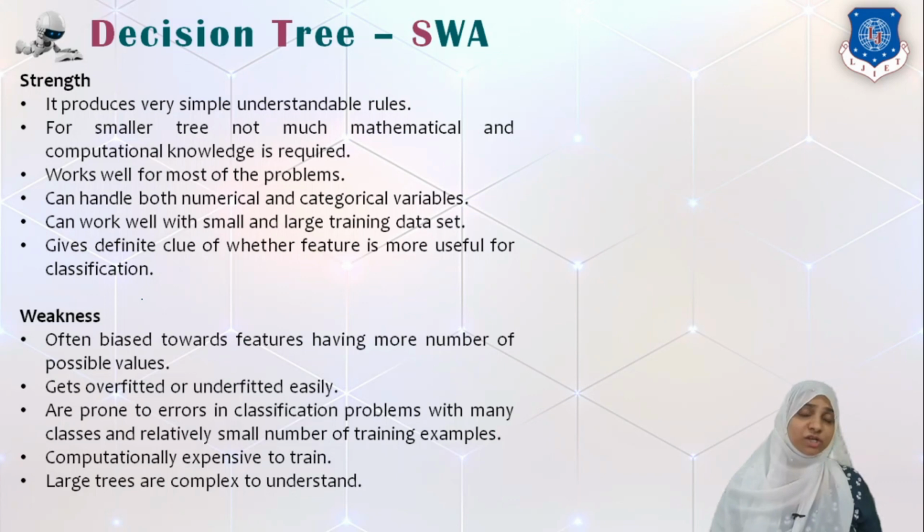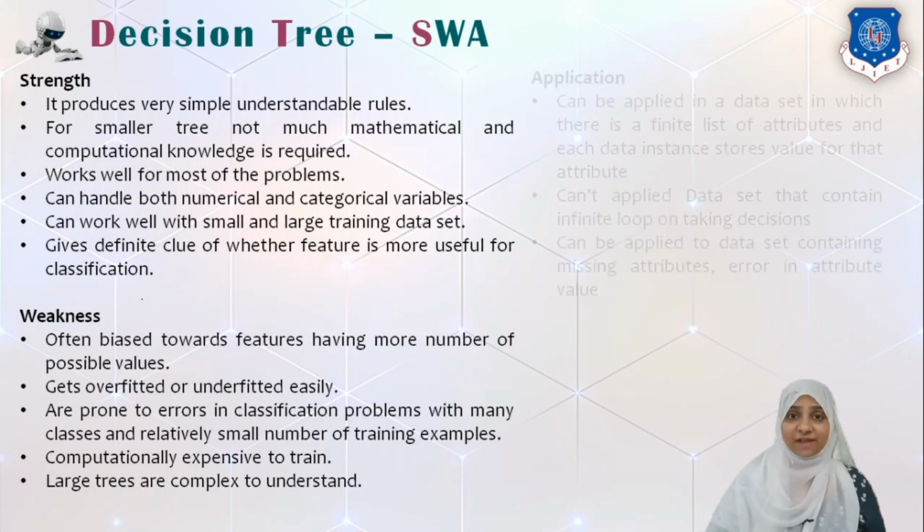They are computationally expensive to train because in reality the training data is very large and the number of target classes is also very large. And larger trees are very complex to understand. These rules are not as simple as that.